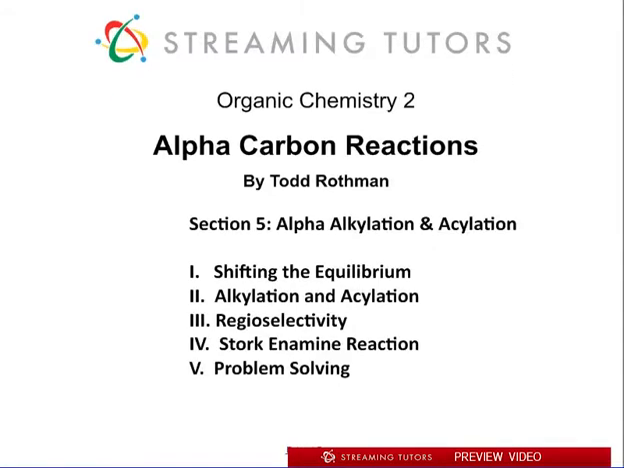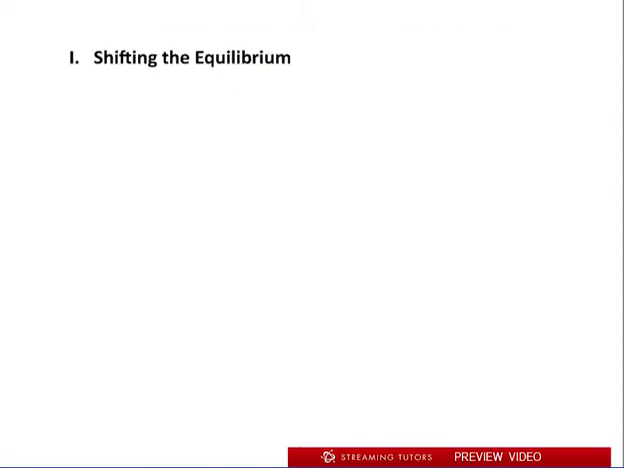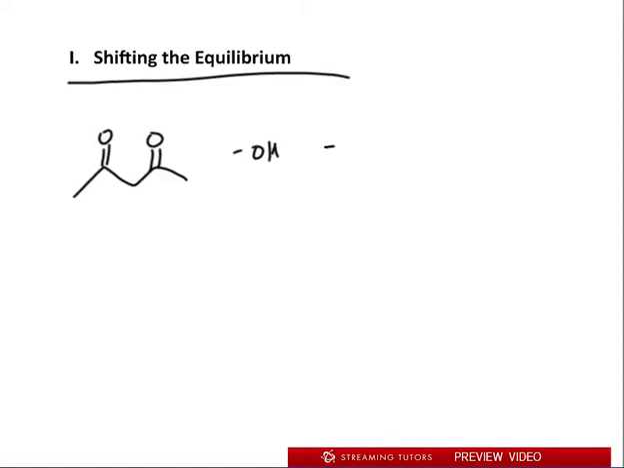Okay, so now looking at this, we have a few things to cover, and the first thing is shifting the equilibrium. Let's talk about what that means. So when we're talking about reactions in this chapter, let's say we're looking at a dicarbonyl. So we have this beta diketone, right? Now I know that if I use, let's say, hydroxide with this, then I'm not going to have a problem making it into an alpha anion. And the reason why is because of the pKa difference between the two sides.